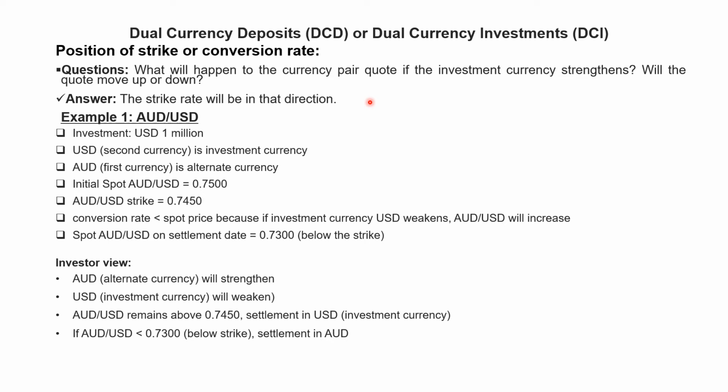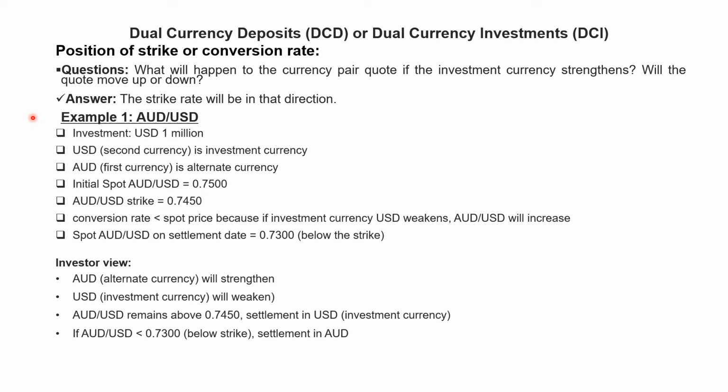If you remember the DCD example we discussed with USD SGD, the first currency USD was the investment currency and the conversion rate was above the spot price. Let's see what happens if the second currency is the investment currency, as we had discussed in the second example. As you may have guessed, the conversion level will be below the spot price because if the first currency, which is the alternate currency, weakens, the quote will move down.